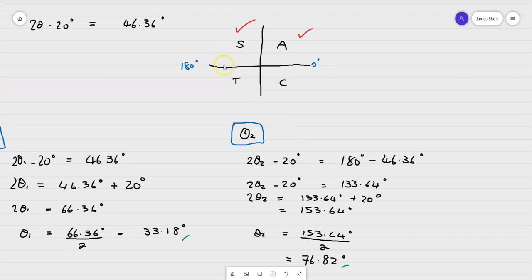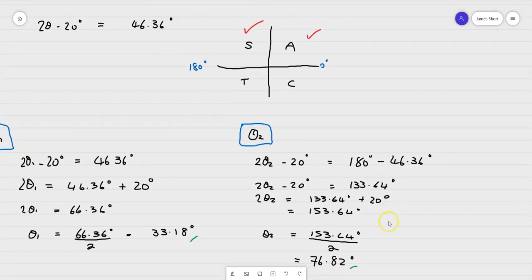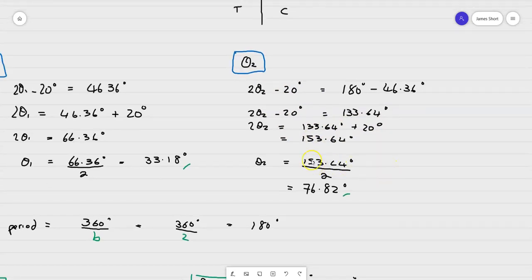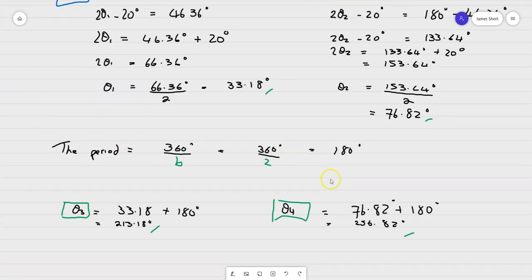Theta 2 is in quadrant 2, so we know that this is going to be 180 degrees minus this angle that we calculated. We do the same thing. We take the 20 degree phase shift to the other side and add it, which gives us 153. We've divided that by the period coefficient to give us our second angle. We calculate the period, and we add the period to our solutions to get the other two solutions.